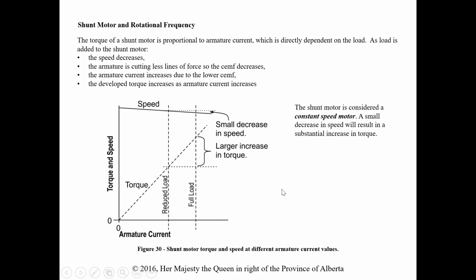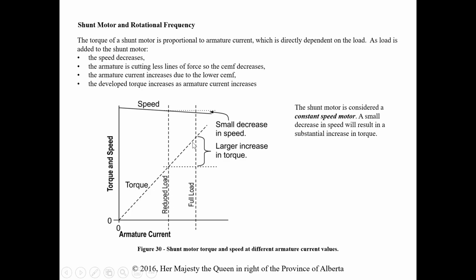So shunt motor and rotational frequency. The torque of a shunt motor is proportional to armature current, okay, which is directly dependent on the load. As load is added to the shunt motor, again, speed decreases. The armature is cutting fewer lines of force, so the CEMF decreases. The armature current increases because the lower CEMF is, again, the limiting factor of the armature current. The developed torque increases as the armature current increases, okay, because again, they are directly proportional.